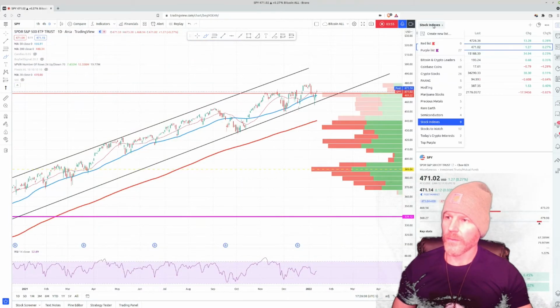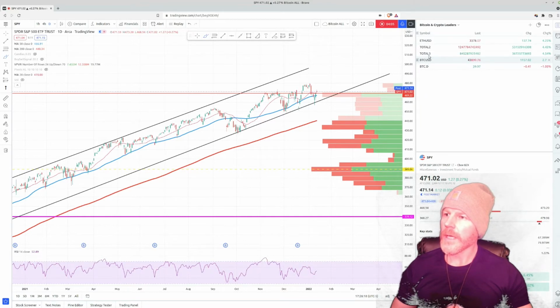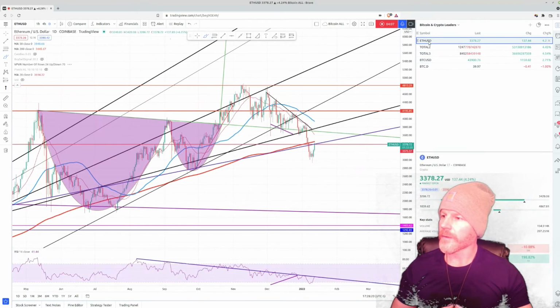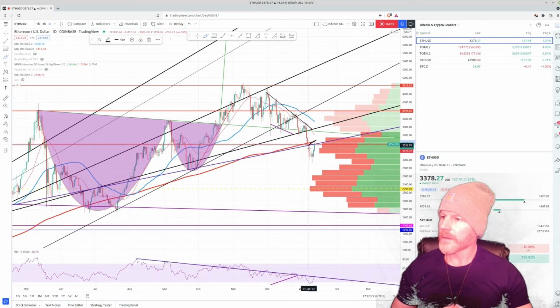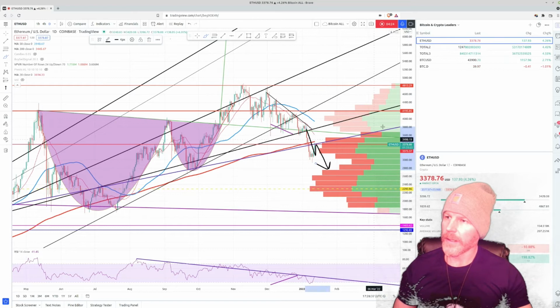Now that brings us over to crypto, because that's what we care about, right? So let's go over to Bitcoin and crypto leaders, and see what's going on with Ethereum. First of all, Ethereum is fighting some major resistance, that purple trend line, and just above it we have the 200-day. That is a tough battle, and to be honest, this looks like a bear flag to me. So we could actually see more downside, which would indicate to me that the dollar might pop back above that trend line we were looking at.